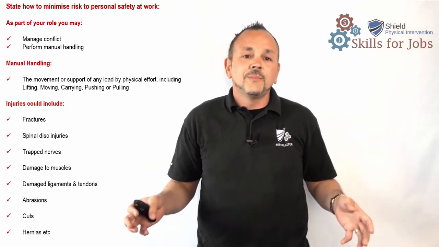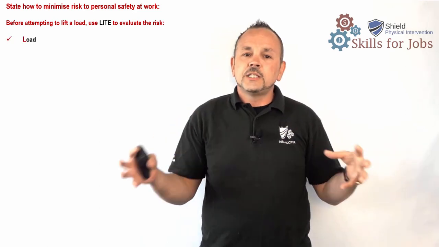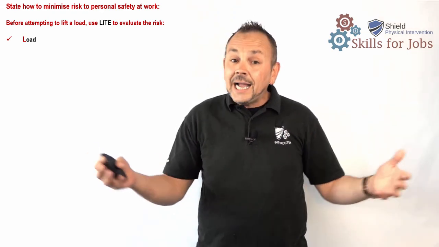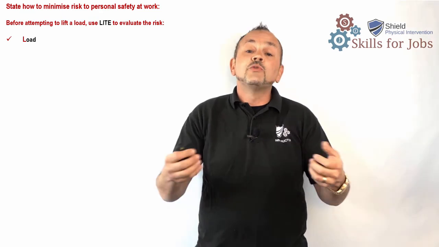So not great. As a guide, before attempting to lift a load, I've got a basic acronym for you. It's called LIGHT, which is quite relevant considering it's manual handling. L is the load. Before you lift it, look at it. Is it too heavy? Can it be lightened? Can it be split? Is it unstable? Could handles be fitted or the load be reproportioned, taking bits at a time?